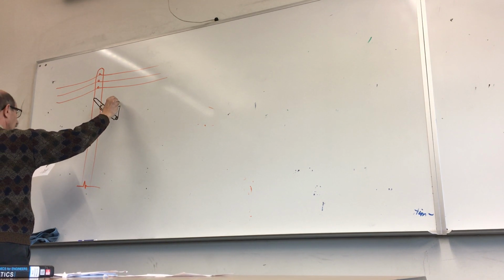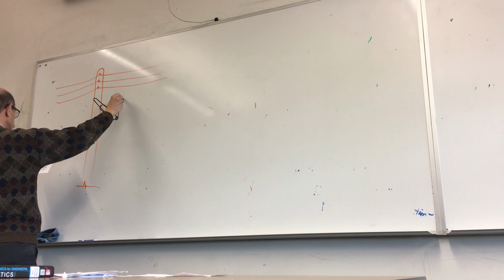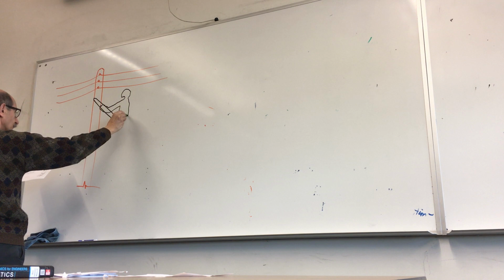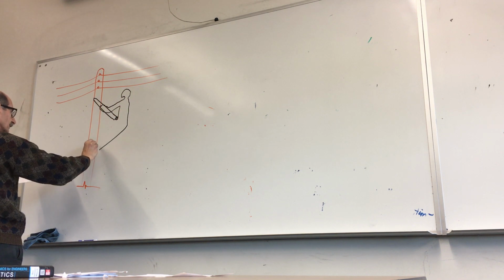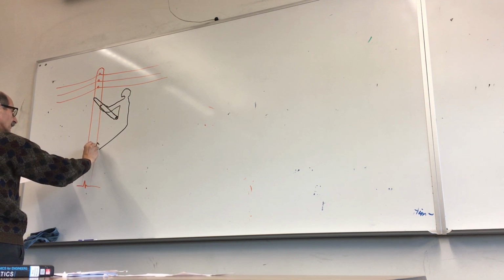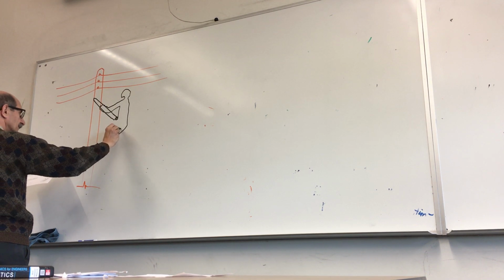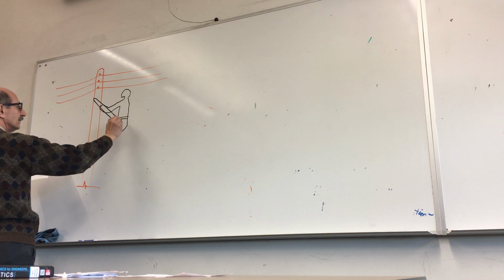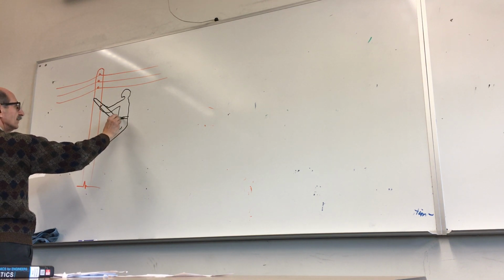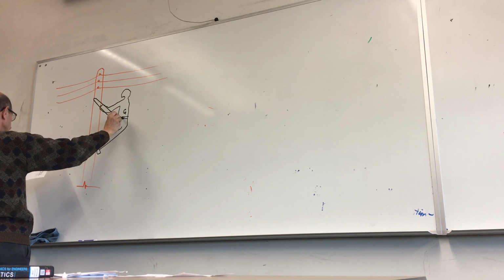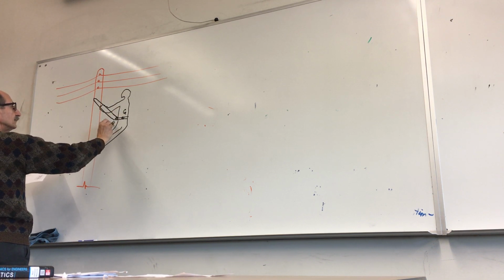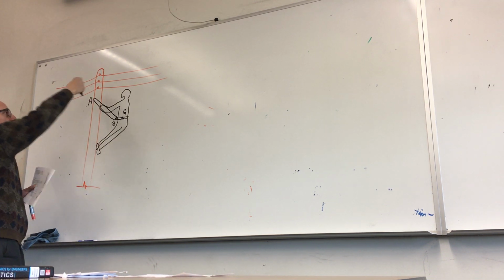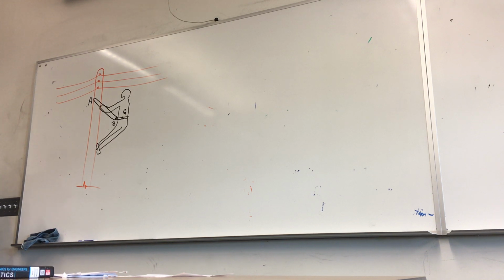So the guy wears his shoes. Let's see if I can do a good job drawing this guy. Okay, not bad. The center of gravity of this guy is right here. So he's got this belt that he wraps around the pole and goes up, right?